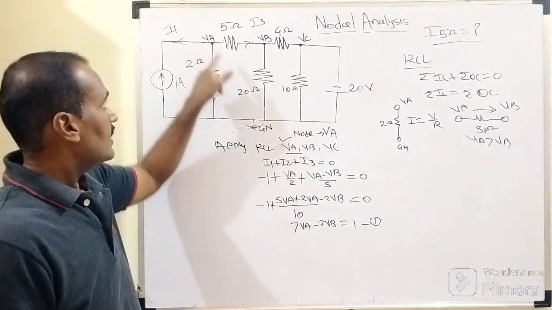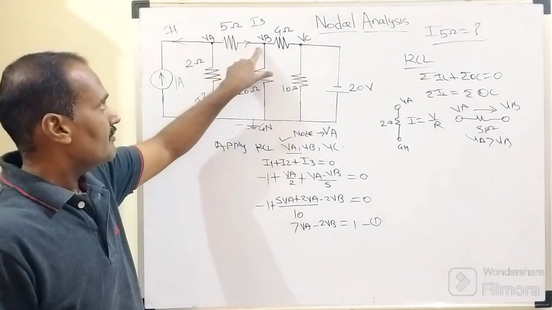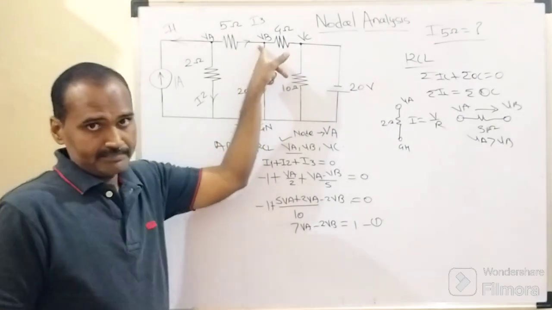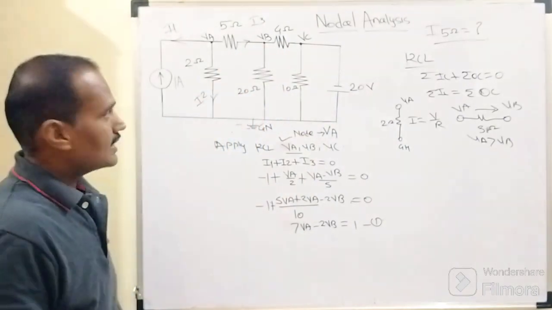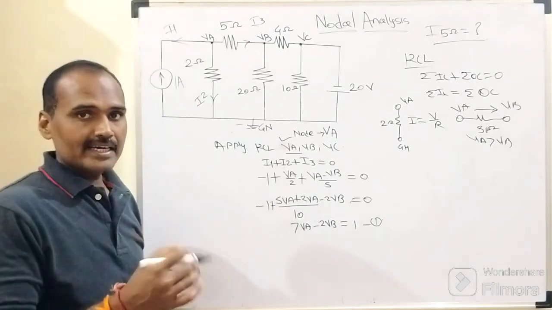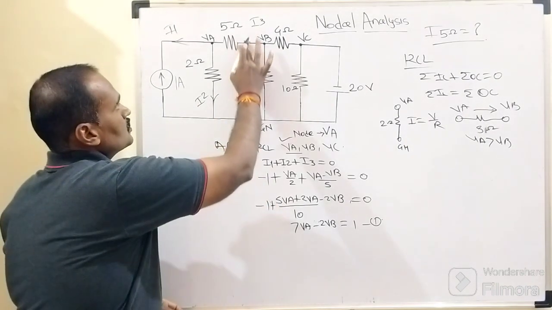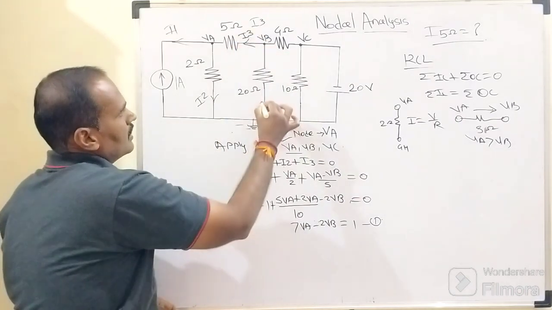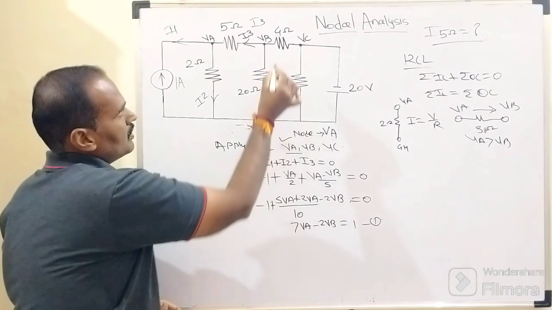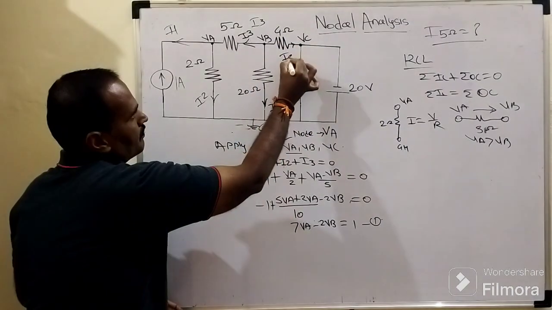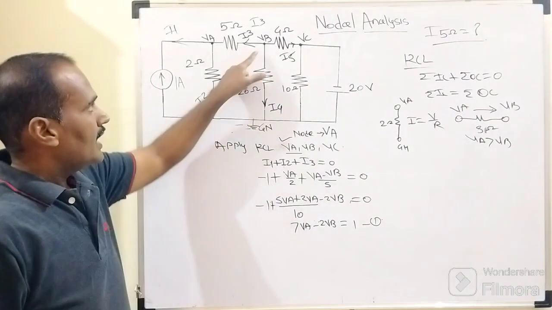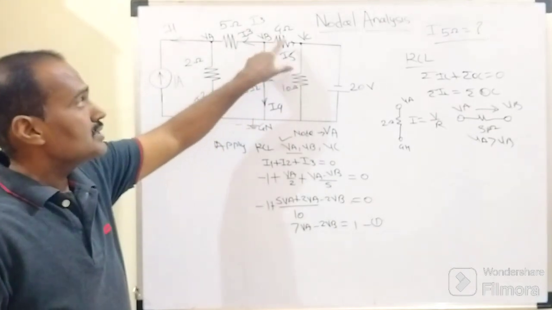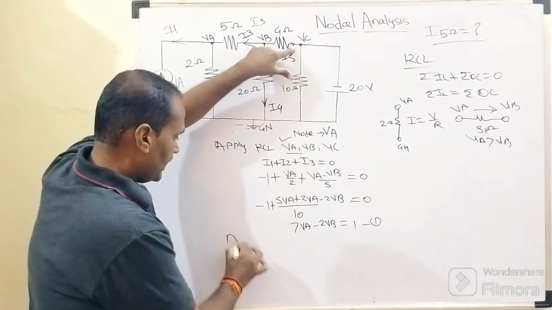When we apply KCL at node number 1. In the same manner, when we apply the KCL at node number 2, whose potential is nothing but VB, right? At this node also there are three adjacent branches associated with it. Their directions we need to consider as outgoing. So this will be I3, this will be I4 and this will be I5. I3, I4 and I5 are all outgoing from this VB.